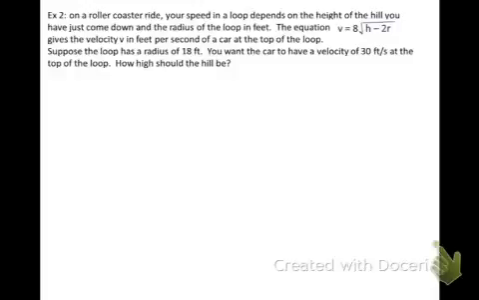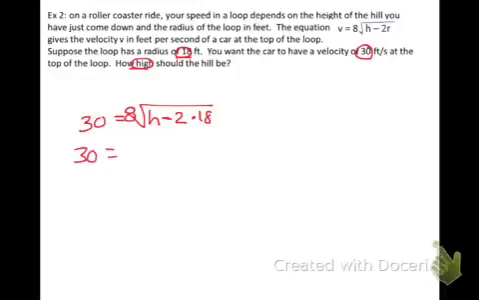Suppose the loop has a radius of 18. You want the car to have a velocity of 30 feet per second. So they give you the velocity, and you want to know how high it should be. So h is the one that's not showing. So you're going to substitute all the numbers. So it's going to be 30 equals 8 square root of h minus 2 times 18.